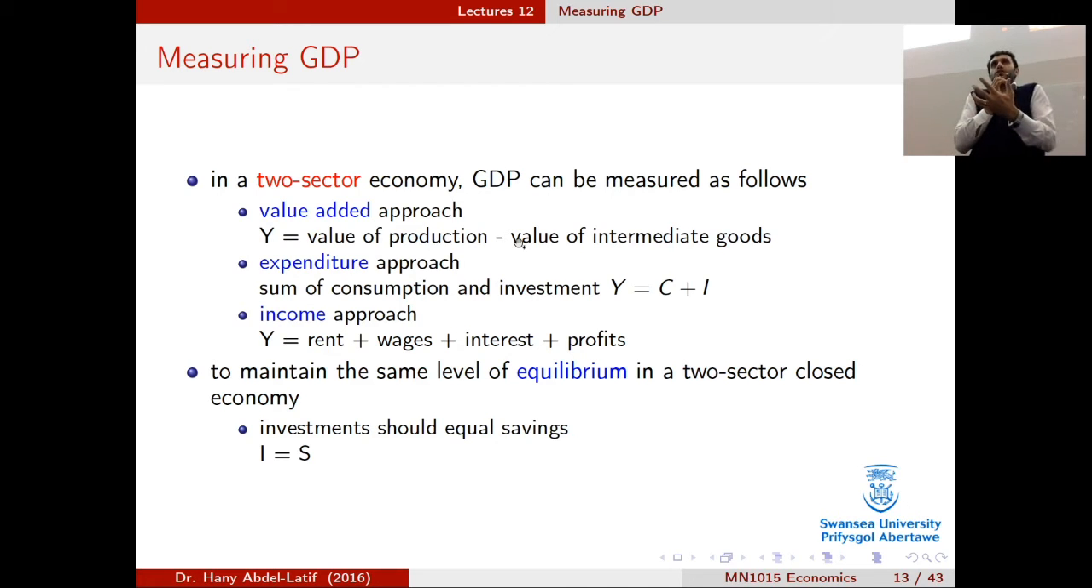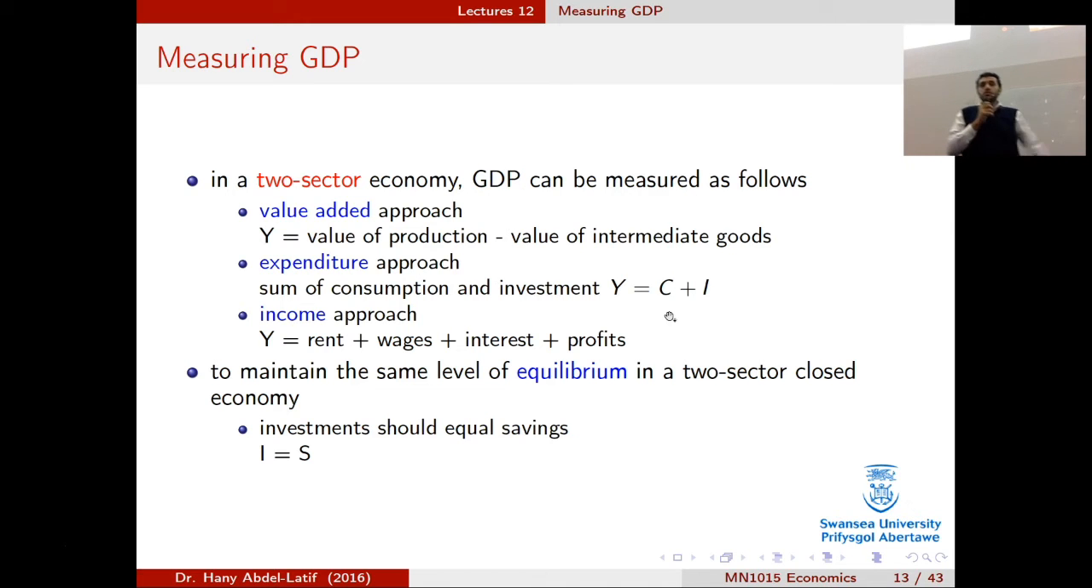What do we spend? What are the expenditures here? It is what households spend on consumption, which is C, and what the firms spend on investment. So in that sense, GDP should equal, if we have two sectors, C plus I, if I'm looking at the expenditure approach. So the sum of the expenditure that comes from these two sectors, households and firms. If you want to calculate the GDP according to the income approach, then you need to add up all the incomes in this economy. So you add up rent, wages, interest, and profit.